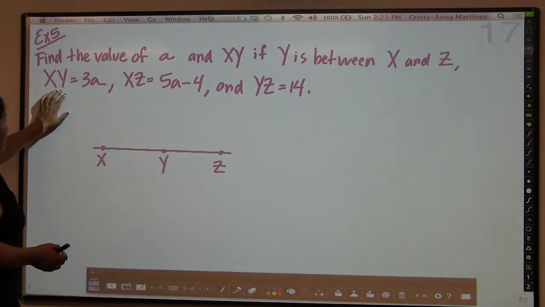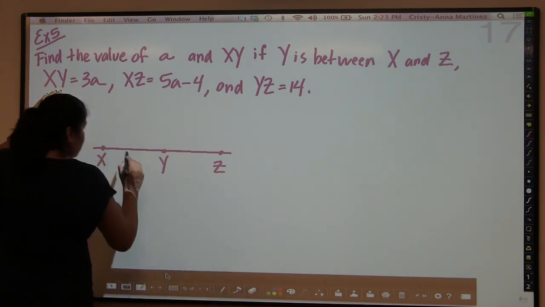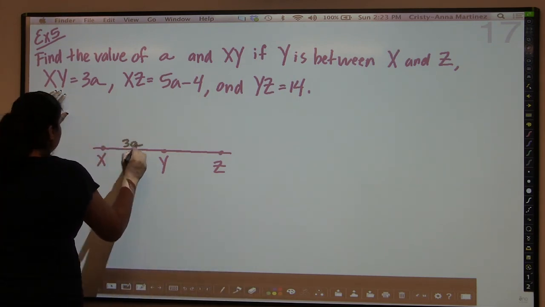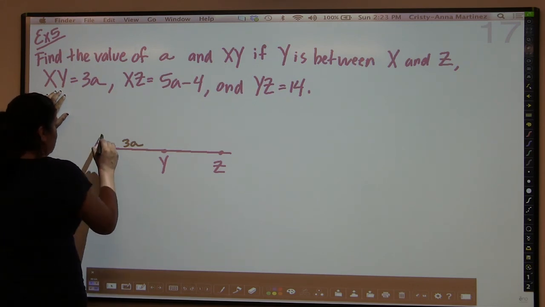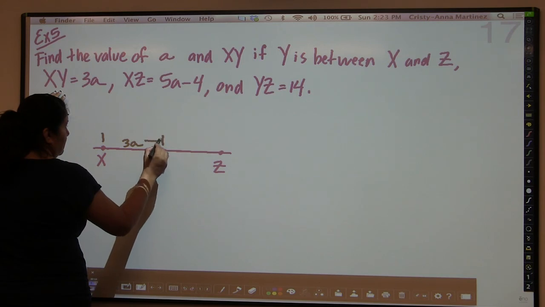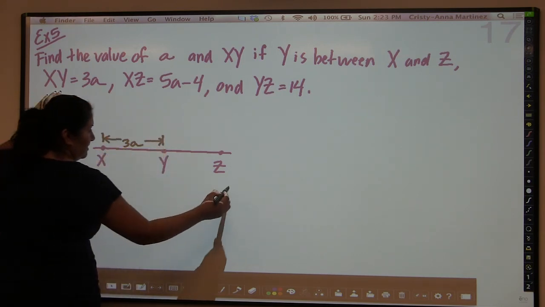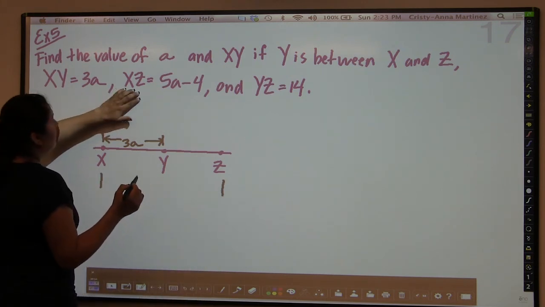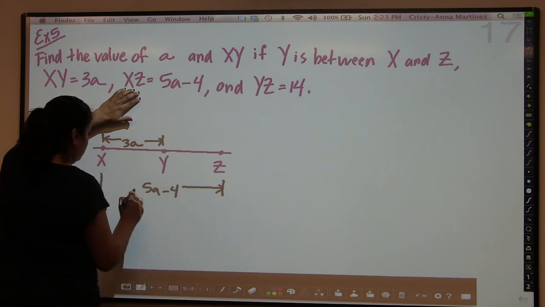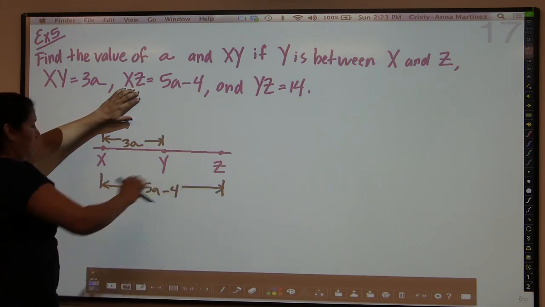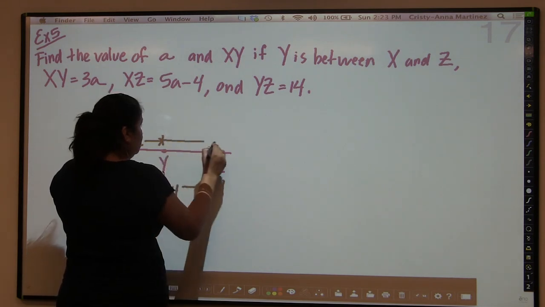So that's the first part, that y is between x and z. The next part says that xy equals 3a. So that means that this piece right here is 3a. xz, so that's going to be this whole thing. That's xy. But x to z is 5a minus 4. The entire thing is 5a minus 4. And then yz is equal to 14.